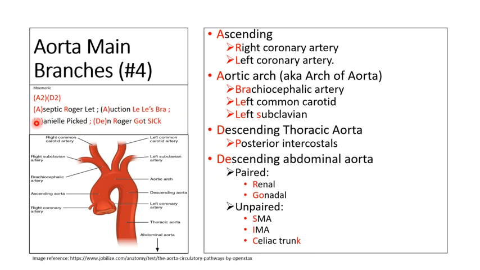If you want to look into the branches, you can use this mnemonic, which is "Aseptic Roger Let": ascending aorta gives the right coronary artery and the left coronary artery. And the second one is "Auction Lele's bra": aortic arch, and then the branches. Then the descending ones, and then "Roger got sick."